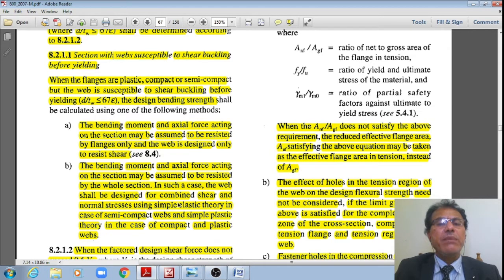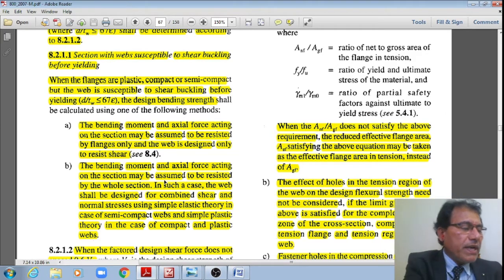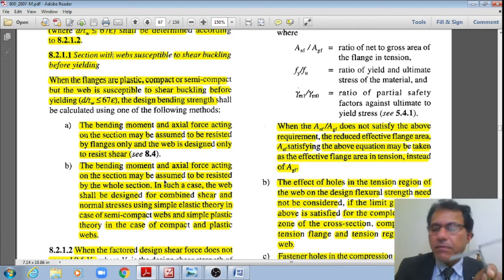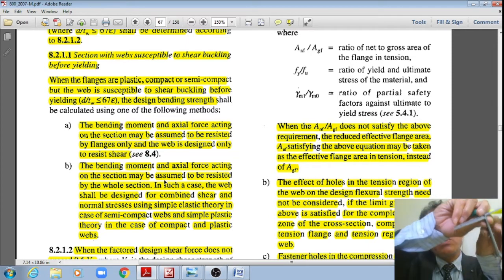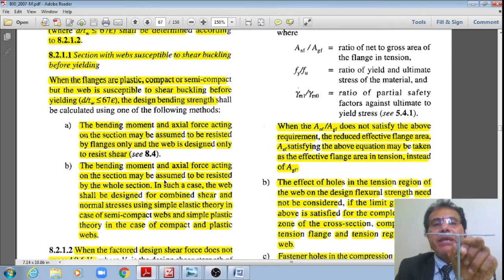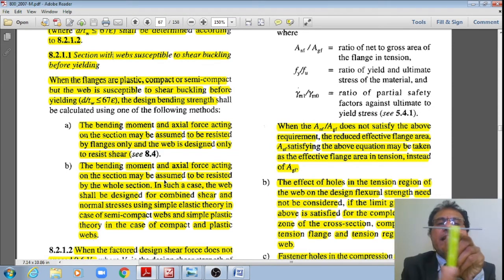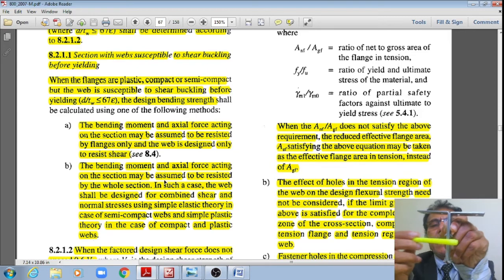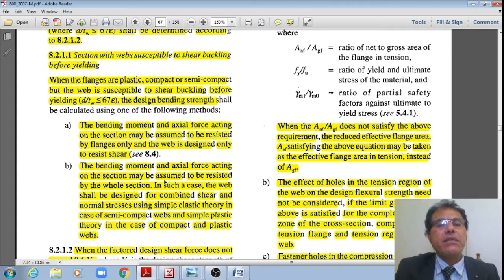First one: the bending moment and the axial force acting on the section may be assumed to be resisted by the flanges only, right? Obviously, right? The bending moment will be purely taken by the flanges, always by the flanges only, right? And the web will be resisting only the shear. Actually, there is an assumption in the design of beams, right? That the flanges will be taking the bending moment and the web will be taking the shear. That is also the prime assumption.